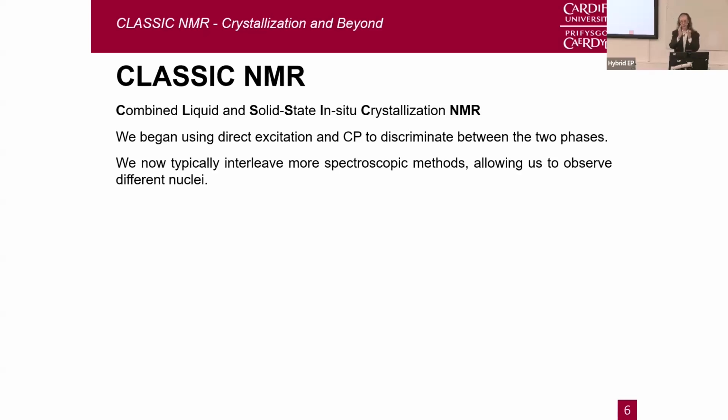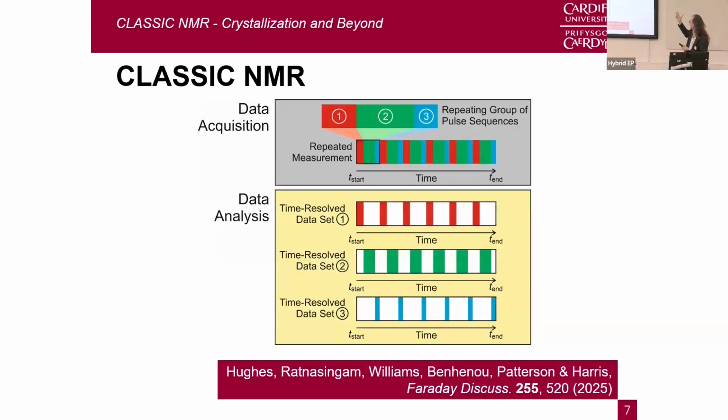There we were doing just 2 different forms of spectroscopy, CP and direct excitation, in order to see each phase. But of course, we aren't just limited to doing A, B, A, B, A, B. We can interleave more different types of spectroscopy and then repeat a larger block of acquisitions to give us more information. Typically now we would not only look at maybe carbon CP and carbon in the liquid, we'd also look at proton in the liquid, because sometimes that can give us a lot more information than the carbon can.